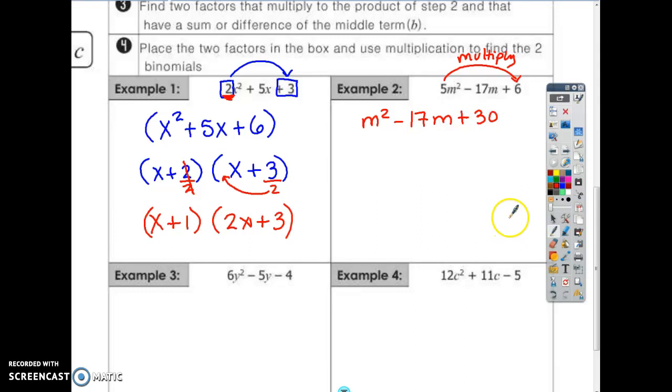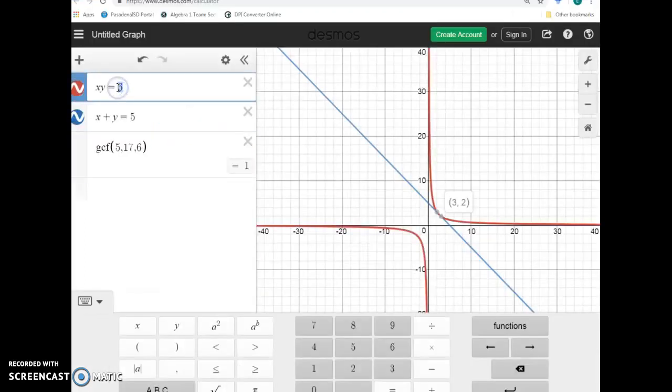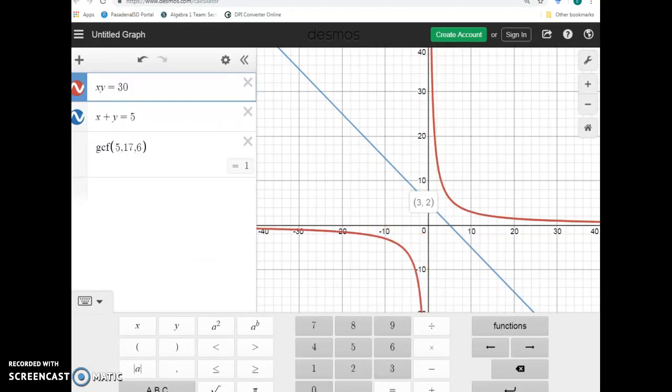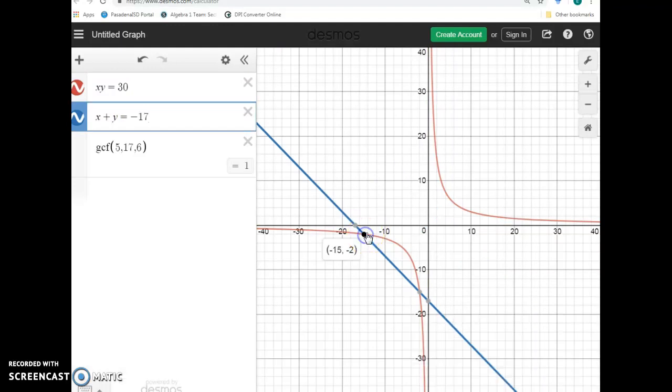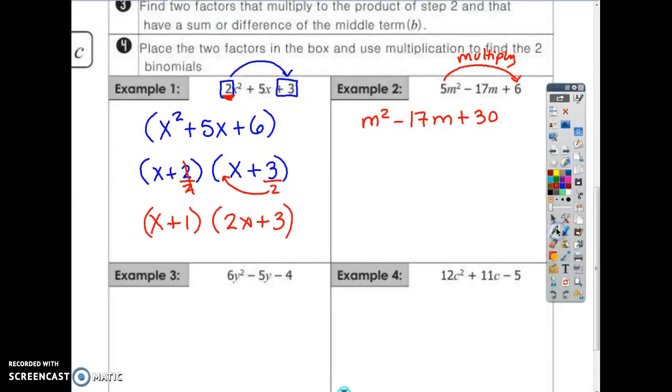Okay, and we're going to factor like normal. I need two numbers that multiply and give me 30 and add to give me a negative 17. 30 goes here. Negative 17 goes here. My two numbers are negative 15 and negative 2. It makes sense. When you add these two, that's a negative 17. When you multiply those two, that's a positive 30. So we're going to put them here. Negative 15 and negative 2. And I have m's, so that's m and m.